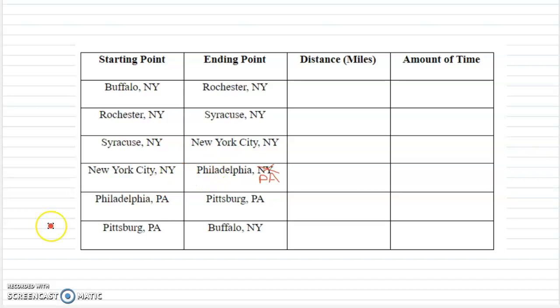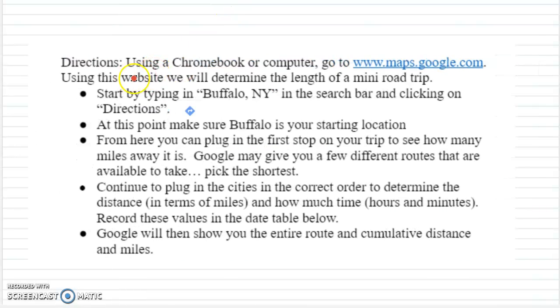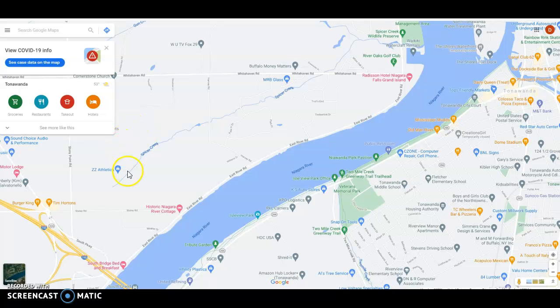So Philadelphia, PA, and then lastly, we're going to go to Pittsburgh before coming back home to Buffalo. We're going to use Google Maps for this, and I'm going to show you how to start this up, and I'll let you guys finish it on your own. So let's take a trip to Google Maps. Let's open a new tab and pull that up. So here we are on Google Maps.